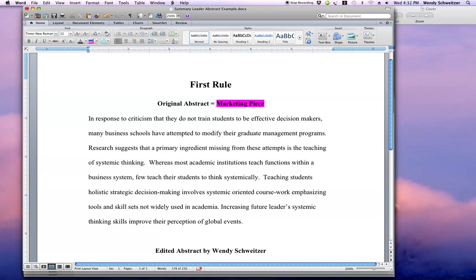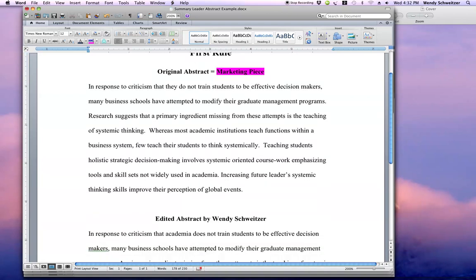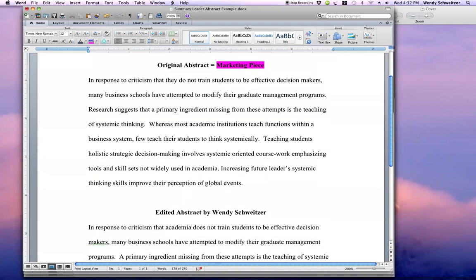In response to criticism that they do not train students to be effective decision makers, many business schools have attempted to modify their graduate management programs. And the abstract goes on to talk about research suggesting that a primary ingredient missing from these attempts is the teaching of systemic thinking. So this is the abstract that was given to me in the actual paper that I was going to review.